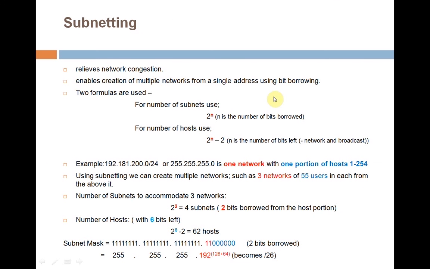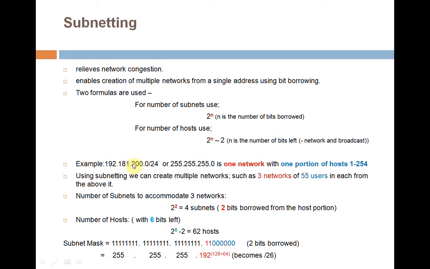Subnetting. It's used to relieve network congestion and create multiple small networks through bit borrowing. To calculate the subnets, we use 2 to the power n, where n is the number of bits borrowed from the host portion. To calculate the number of hosts, we use 2 to the power n minus 2. N is the number of bits left, and minus 2 is for the network and broadcast addresses.